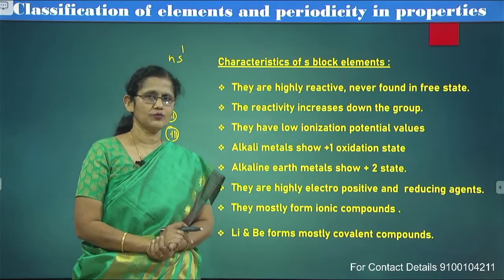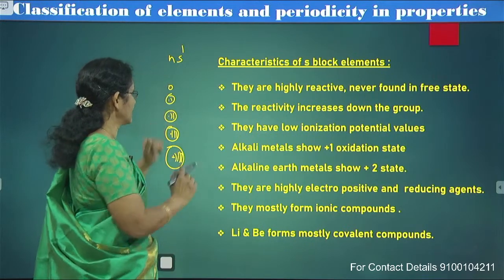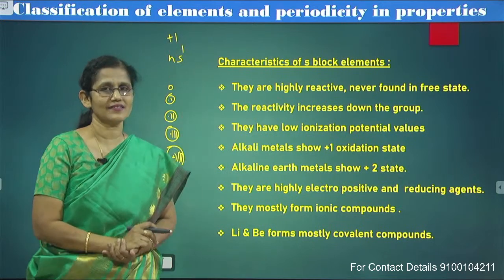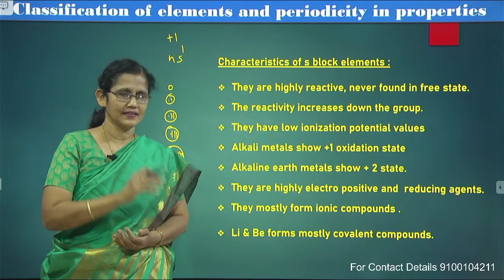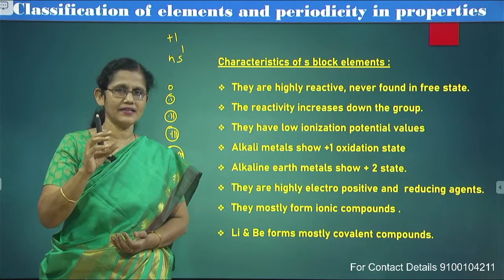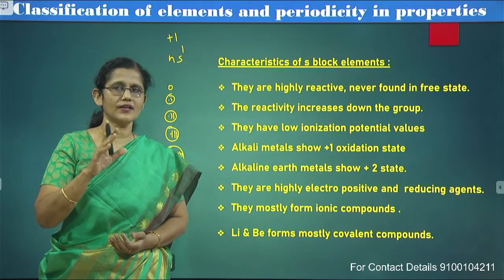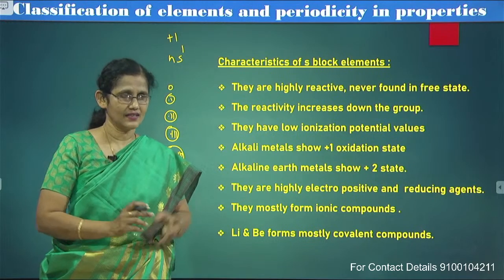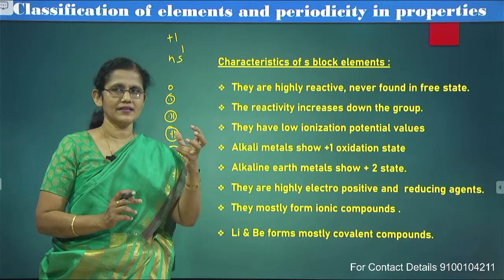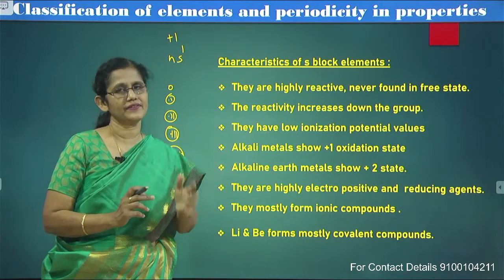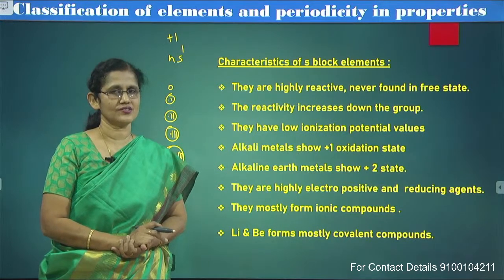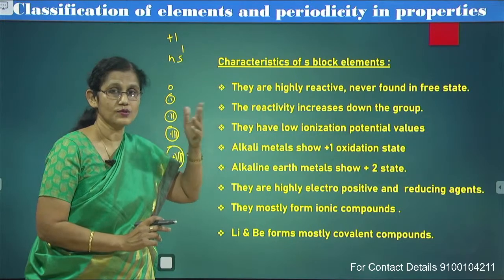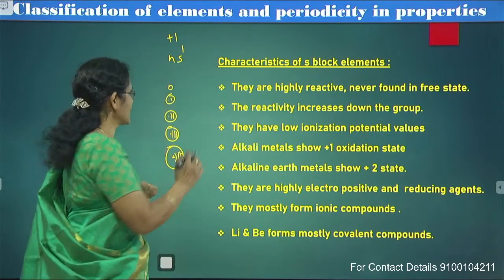First group elements have ns1, they can lose one electron, so they can show +1 oxidation state. What is oxidation state? The charge acquired by an element either in combined state or in free state is called oxidation state, right. So, first group elements have ns1, they can lose one electron, and they show +1 state.